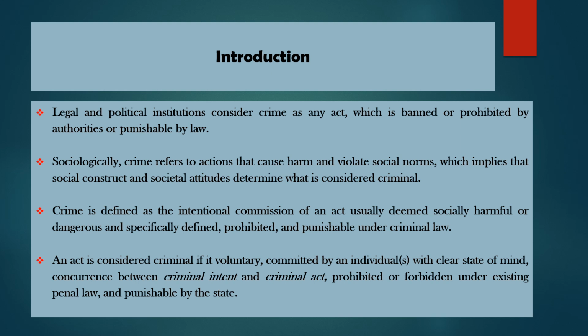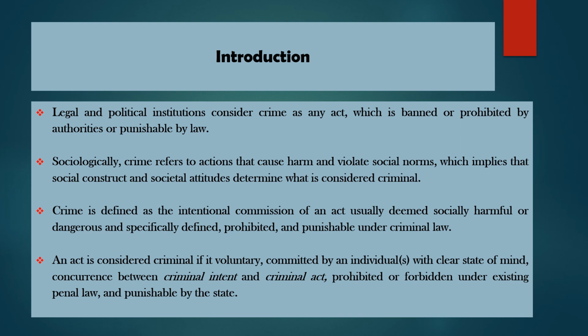So we want to understand crime from the legal and political perspective to mean any act which is prohibited by authorities and which is punishable by law. So in terms of legal and political understanding, we understand crime as any act which is banned or prohibited by authorities. And it is not merely banned, it is also punishable by law. In other words, there are relevant laws that have been enacted to punish it.